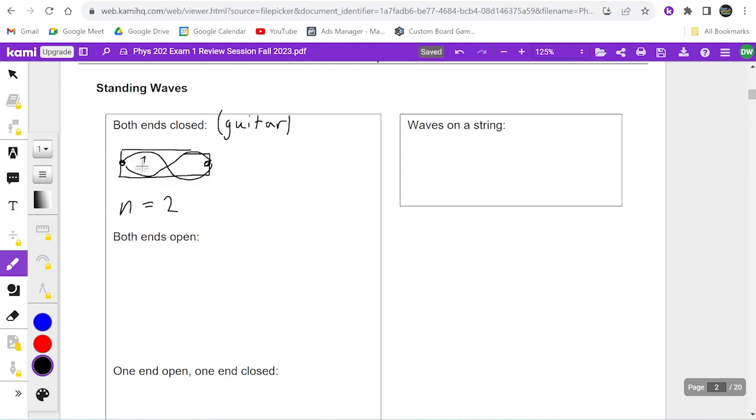In other words, there's one loop there, there's one loop there. Total of 2, that's why it's n equals 2. And by the way, you can do the same thing for the both ends open case as well. You can just count the number of loops, but it's a little harder. We'll talk about that. And then the equation that we're going to use for the both ends closed case is L, the length of your thing, is equal to n, the harmonic number, times wavelength lambda, divided by 2. And of course, don't forget this equation, which we'll be using all day today, V equals lambda times F.